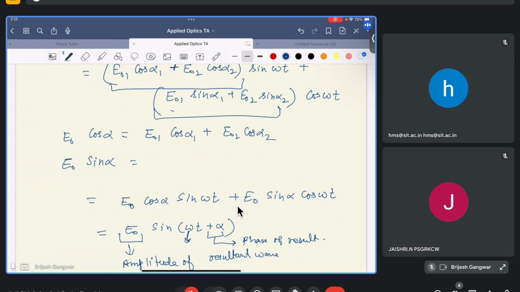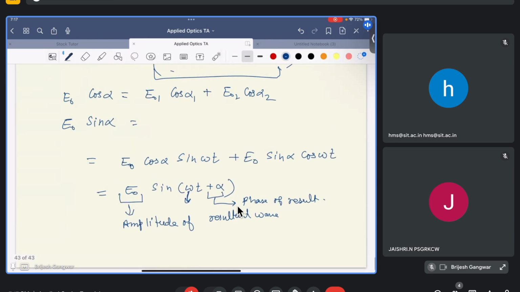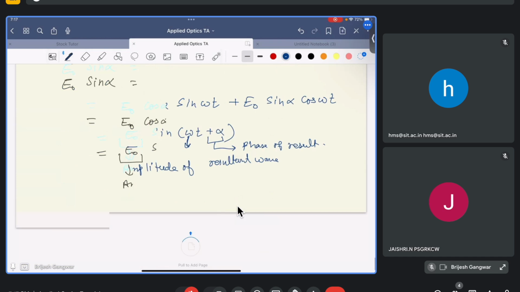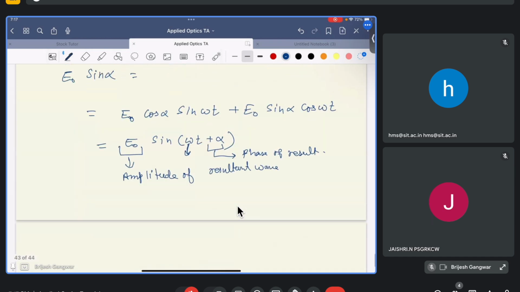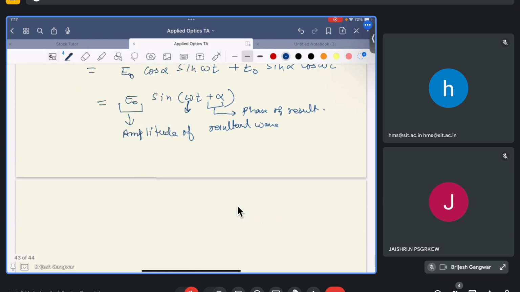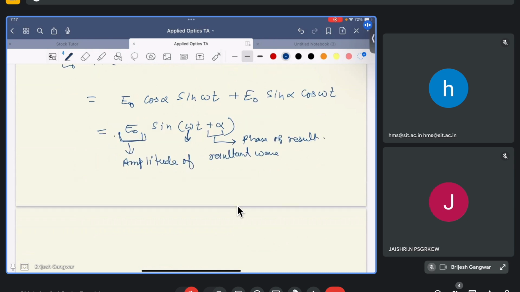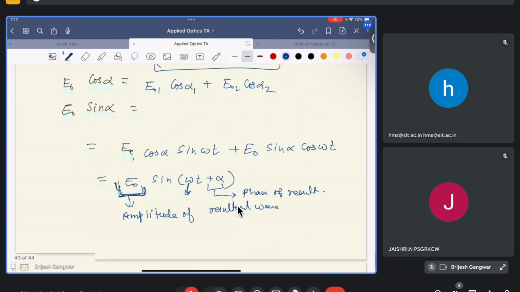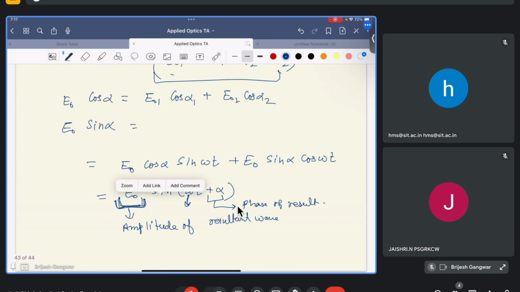Have you heard this name, beat, in sound waves or somewhere? You should have in 12th, I think, in the last chapter. Maybe they have removed some of the syllabus now, so I may not remember exactly, but in my time there were these wave phenomena. Now we are considering the amplitude term, so we have to find this E0. How will you find E0? You just square these two terms and add, then cos² α plus sin² α will be 1.